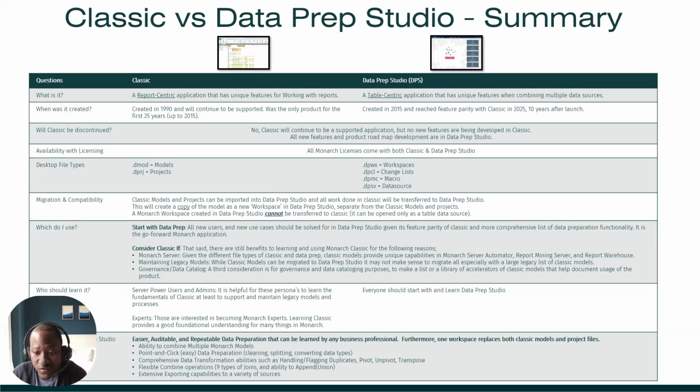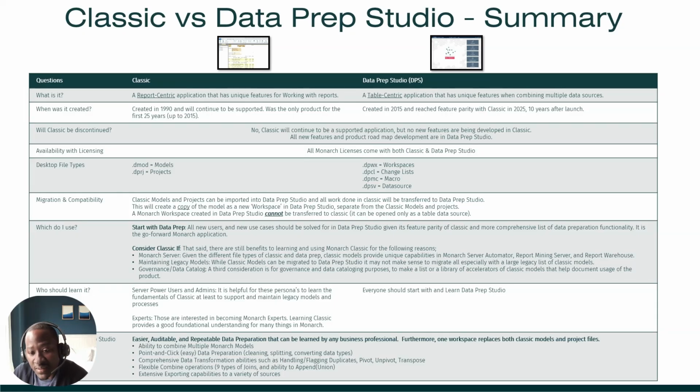The file types for a classic model have some different unique capabilities that render in the server and are available across the three server components: Automator, Report Mining Server, and Report Warehouse.